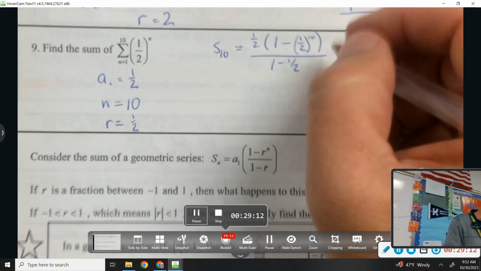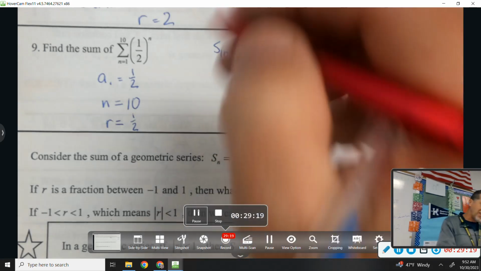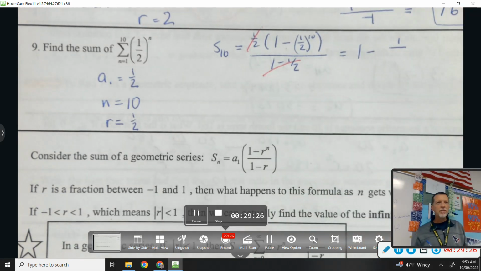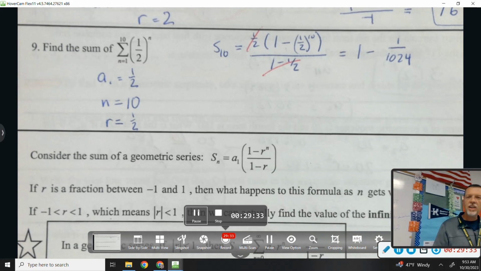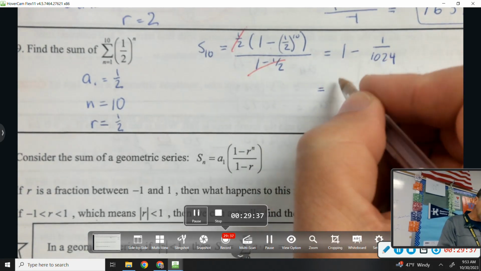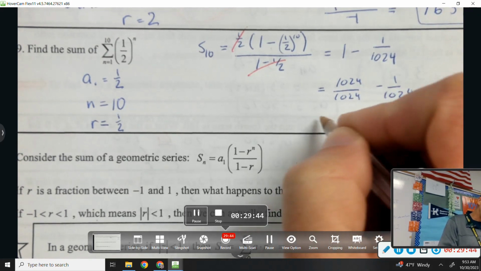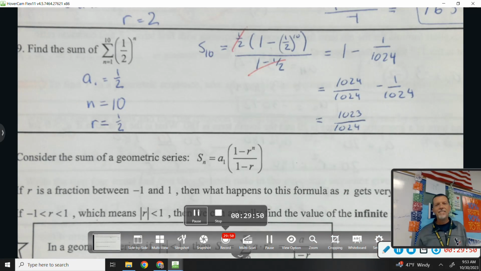Well, there's at least one nice thing about the formula. The 1/2's cancel, so at least there's that. And then 1 minus 1 over 1024, which was 2 to the 10th. So I can do a common denominator on this problem. 1024 over 1024 minus 1 over 1024 would be 1023 over 1024. Man, that's really close to 1. It's not 1. It's close to 1.